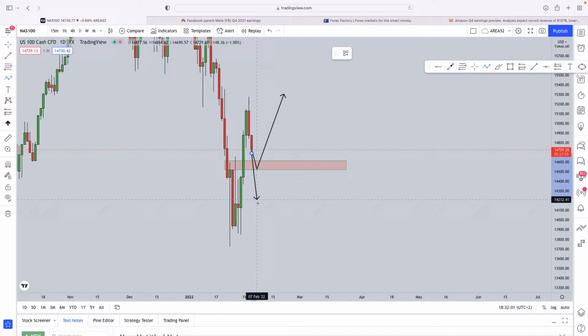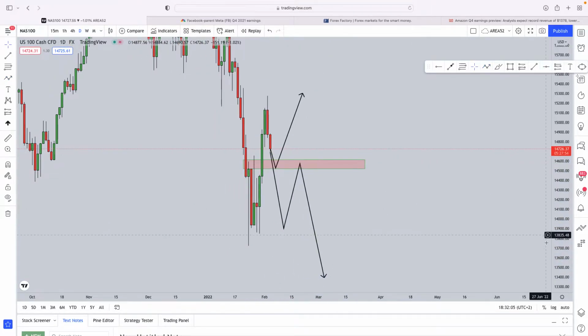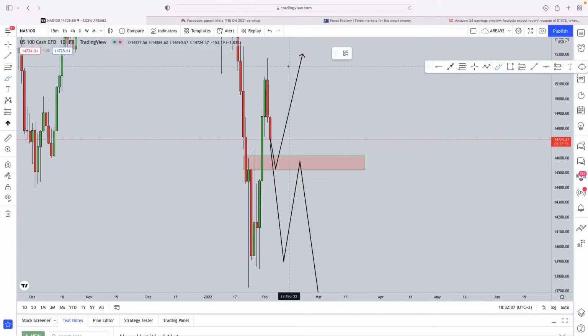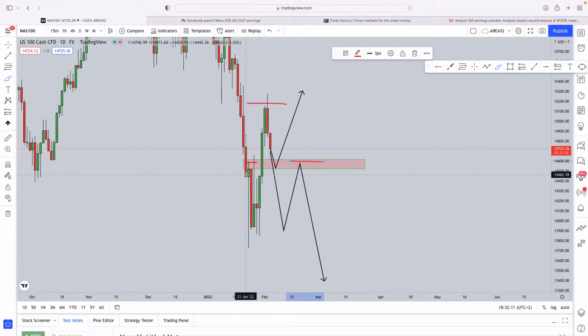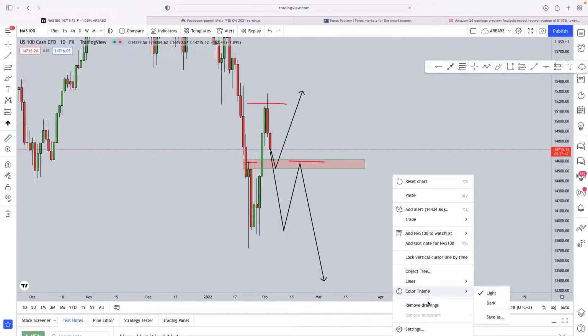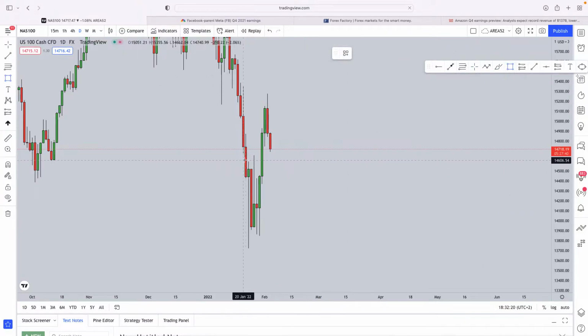Alternatively, if things don't go according to plan, we can definitely expect the market to drop below that level and then come back for the retest of this structure. In doing so, the market would then print this head and shoulders pattern, which would be considered a bearish pattern in the market.